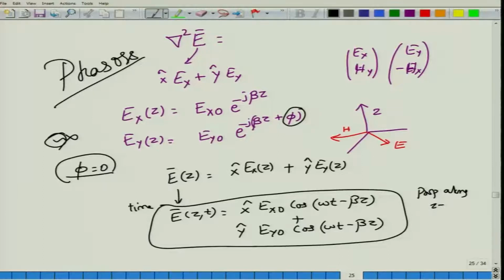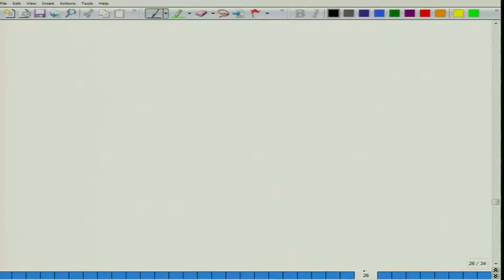The amplitudes Ex0 and Ey0 can be different. It is not necessary that both components have the same amplitude. Now let us imagine that we pick a convenient plane, a plane which will make this beta times z term a constant. So we pick that plane to be z equal to 0.